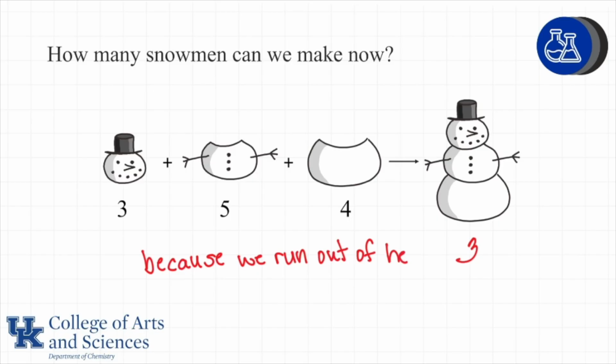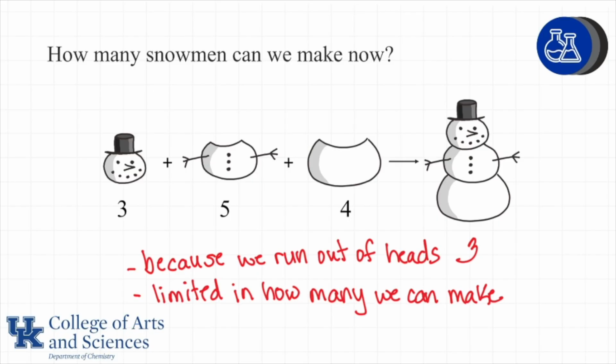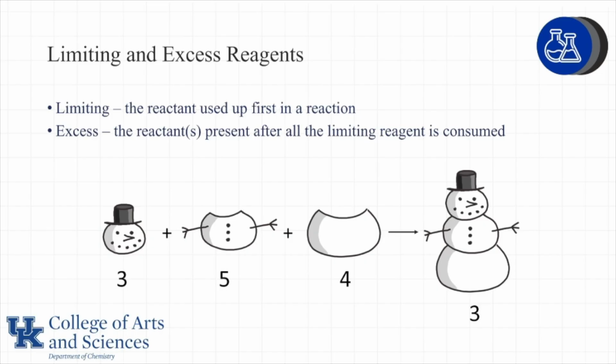because we ran out of a part. We ran out of the heads, so we're done. Even though we still have middles and bottoms left over, we cannot make any more because we've run out of one of the parts. We are limited in how many we can make. And this is the idea of limiting and excess reagents.